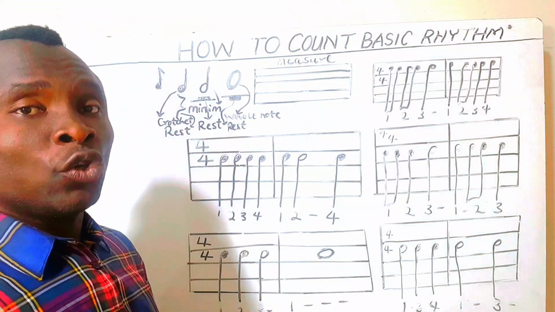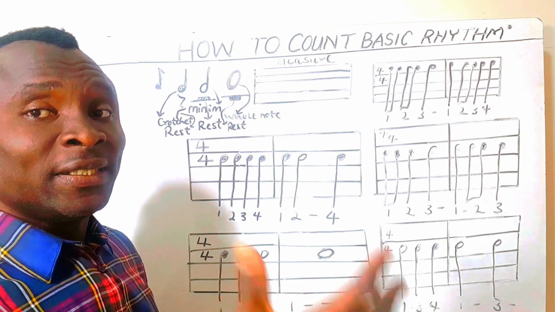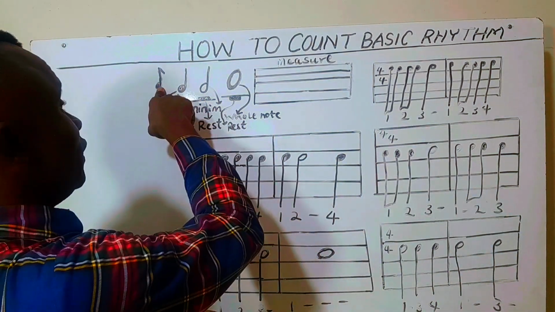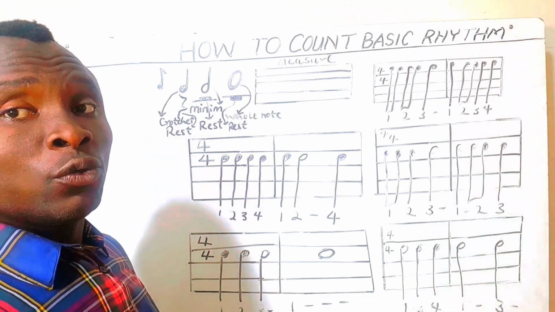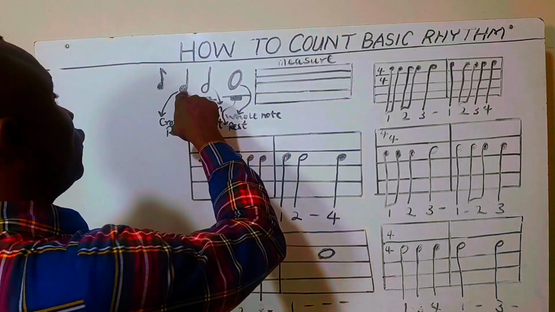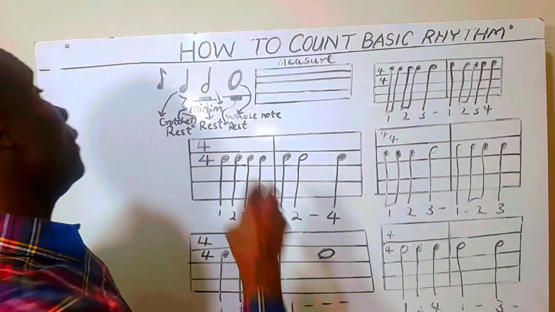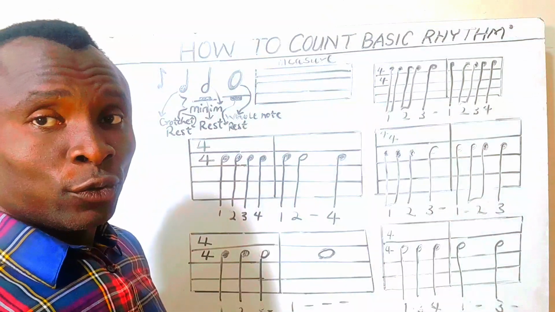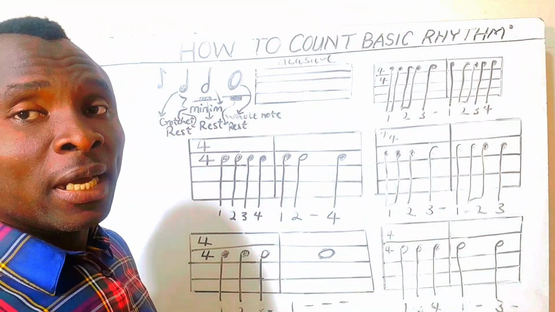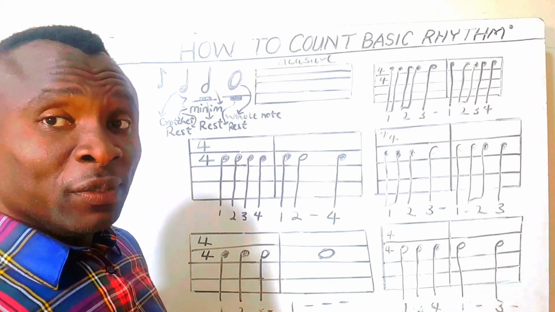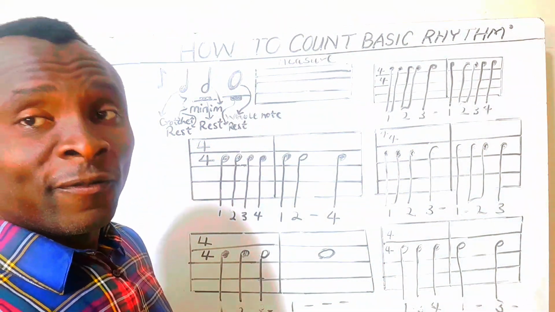Now let's look at the musical notes with which we are going to explain how to count this basic rhythm. Like we have here, this is a quaver. We are going to see how it works when it comes to counting of beats in music. While this one is known as a crotchet, and the crotchet has one beat. This one is known as a half note. The crotchet is equally known as a quarter note, while this one is known as a half note, which has two beats. This one is known as the whole note, which has four beats.